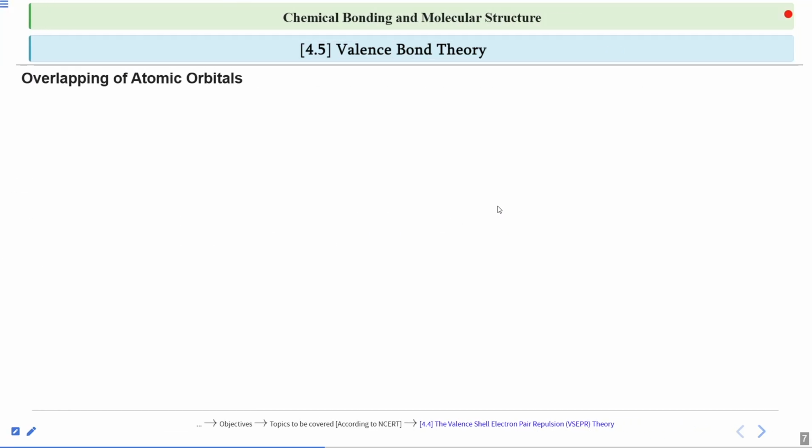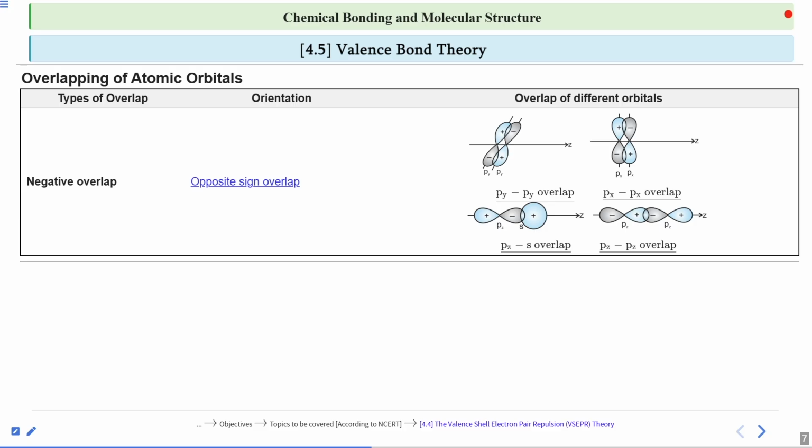Now moving on to the next type of overlap, which is negative overlap. What is the difference between the positive and negative overlap? Basically, in positive overlap, the same phase of the atomic orbitals combine, whereas in the negative overlap, different sides of the orbitals are combining. You can see it in the py overlap, that your positive is combining with the negative. Similarly, the negative of the other is combining with the positive of the other.